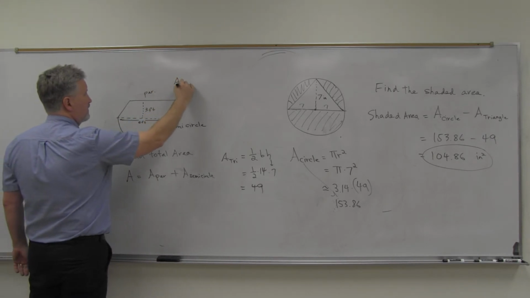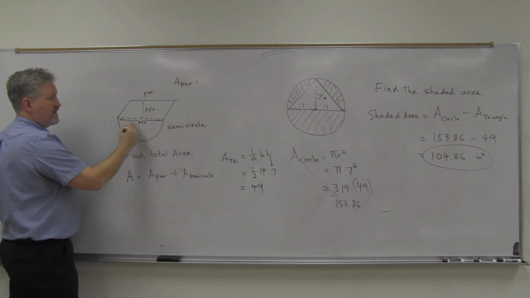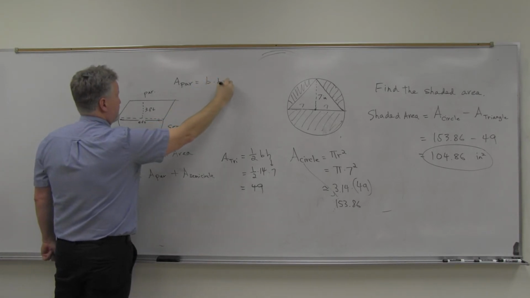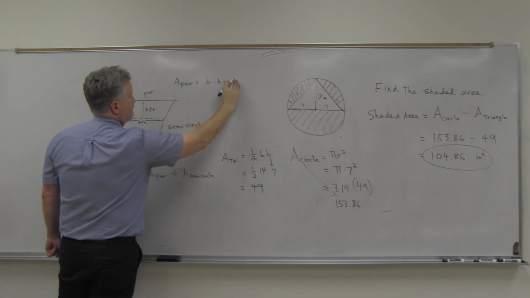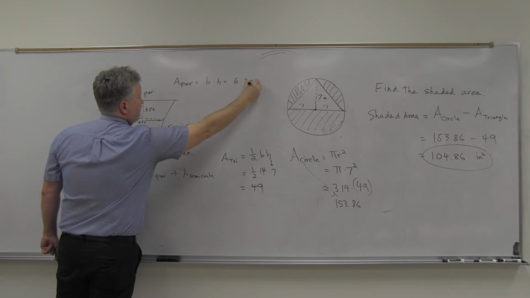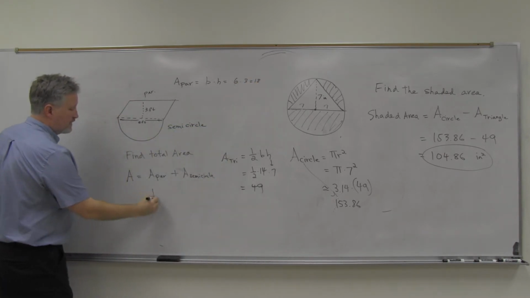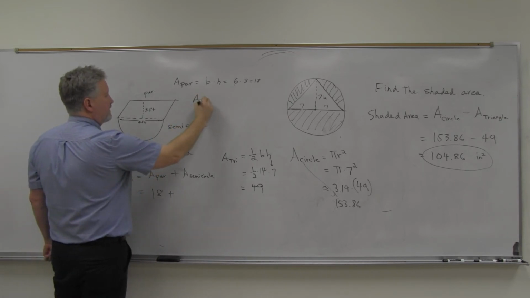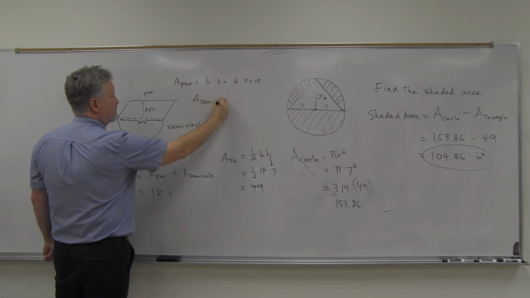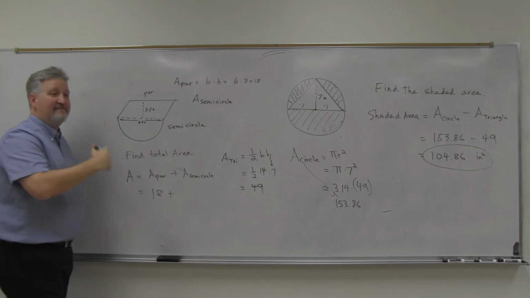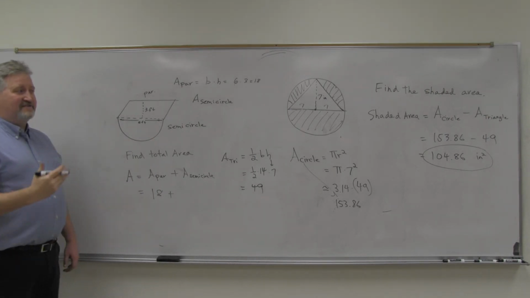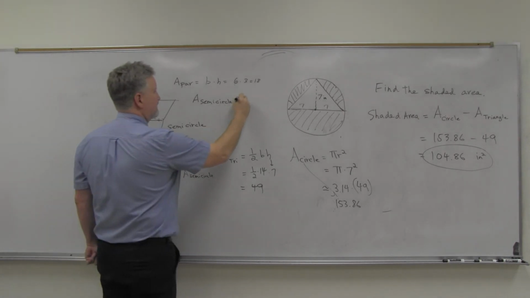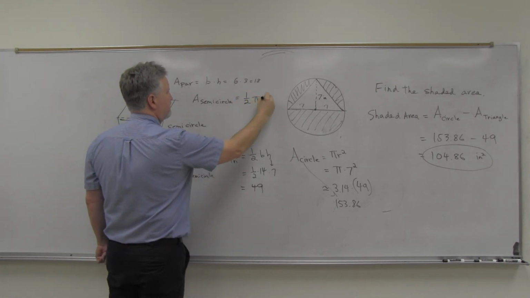Now, parallelogram is really easy because I've got the base and the height, right? Parallelogram is just base times height, so that would be 6 times 3, 18. So the parallelogram area is 18. Now, we just mentioned it, the semicircle is half of a circle. So the area of a semicircle would be half of the area of a circle, 1/2 pi r squared.